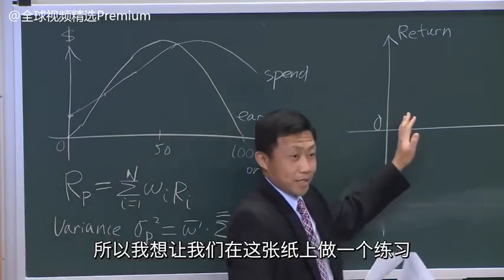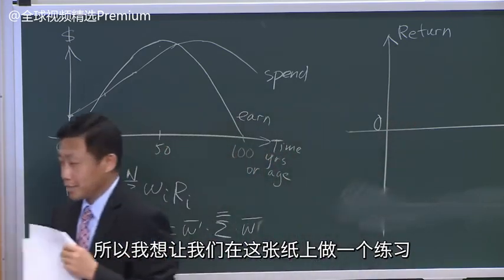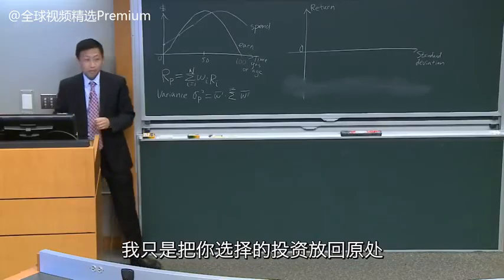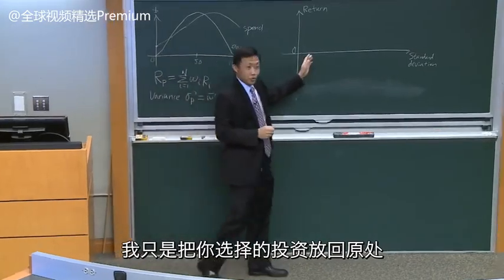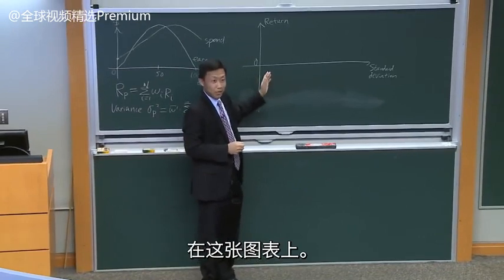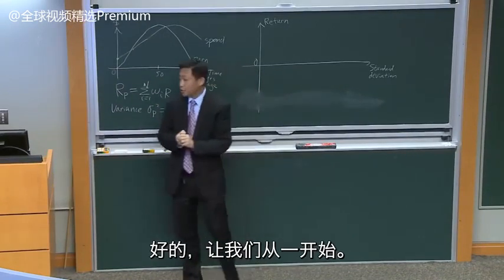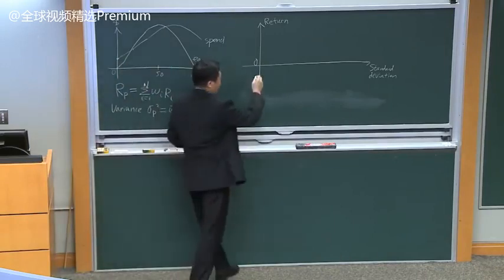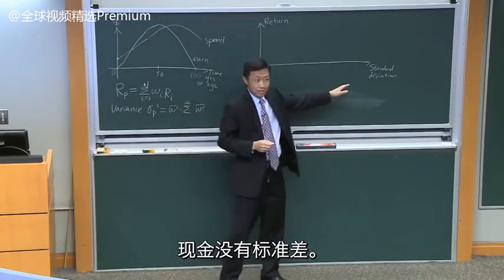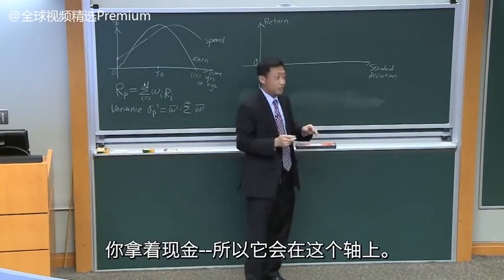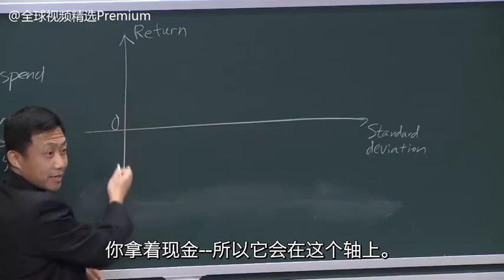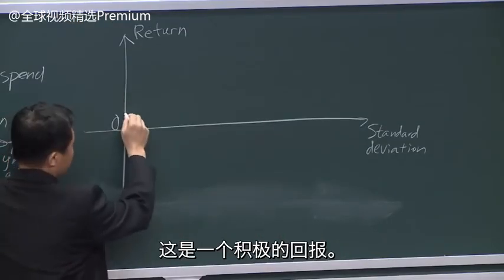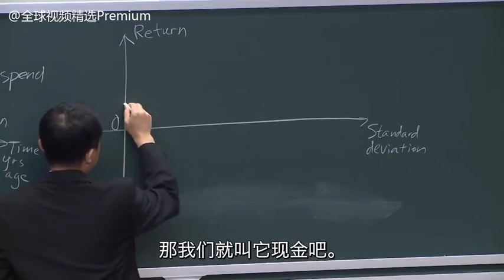So I want us to go through the exercise on that piece of paper I just collected back, to put your choice of investment on this chart. Let's start with one. What is cash? Cash has no standard deviation. You hold cash, so it's going to be on this axis. It's a positive return, so that's here. Let's call this cash.